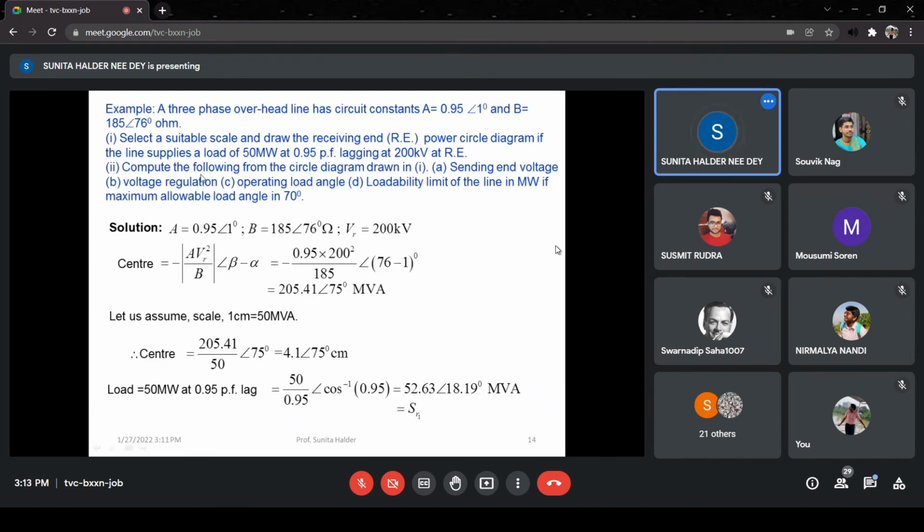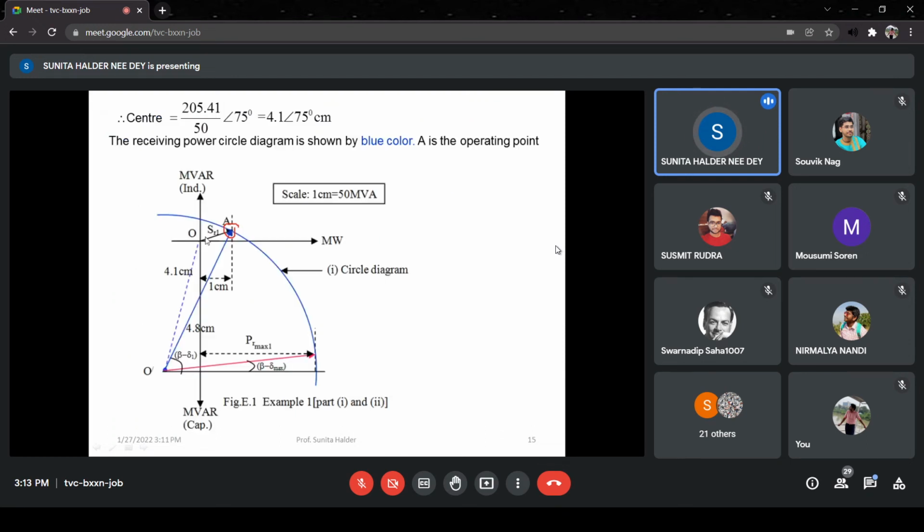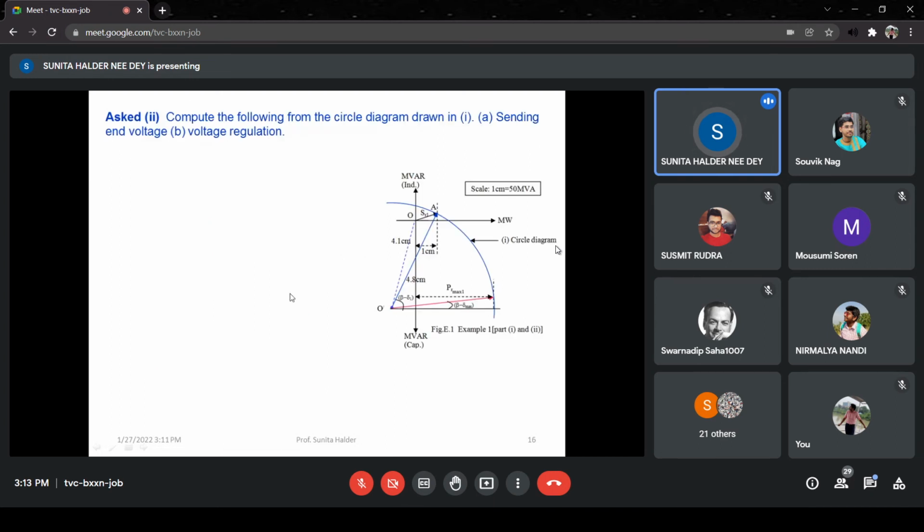It is asked to compute the following from the power circle diagram: sending end voltage, voltage regulation, operating load angle, and loadability of the line, the limit of the line in megawatts, if the maximum allowable angle is 70 degrees. Let us go to the first. The receiving end power circle diagram we have drawn. I hope you have understood. Now sending end voltage. If we know the receiving end power circle, then we can find out the radius and convert it using the scale.